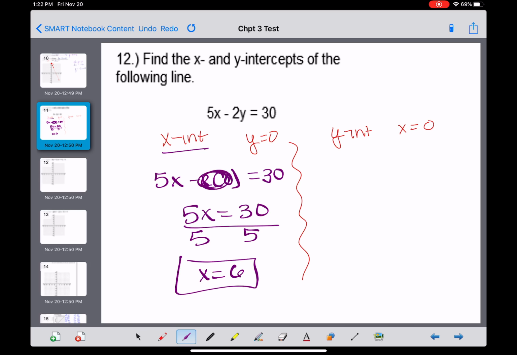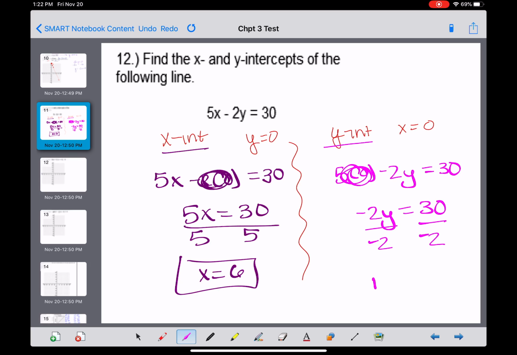My x-intercept is 6. When I find the y-intercept, I'm plugging 0 in for x. 5 times 0 is 0. I'm left with negative 2y is equal to 30. Once I divide by negative 2, I get the y-intercept of negative 15.